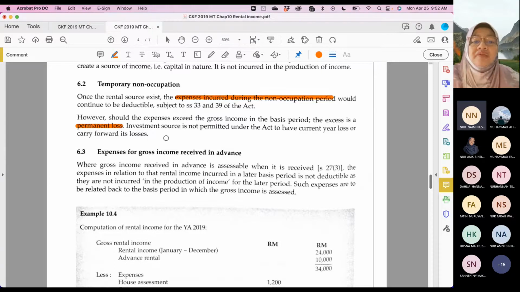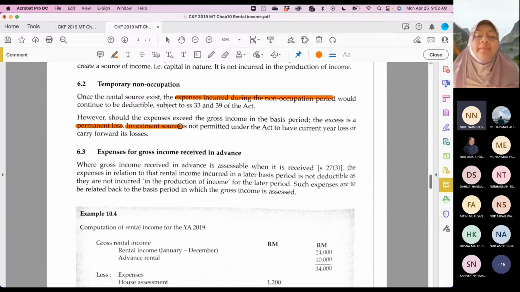Because an investment source is not permitted under the Act to have current year set-off. So you're talking about investment, which means that this one is section 4D, not 4A. 4A is a business income. But if it's 4A and you have losses, then the losses can be deducted against your aggregate income.